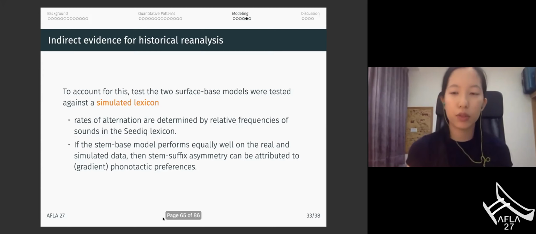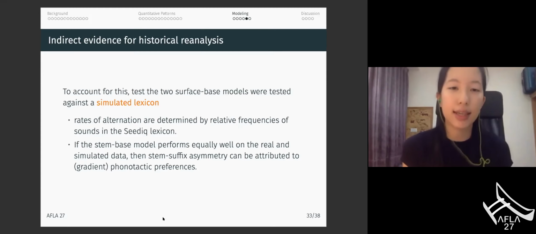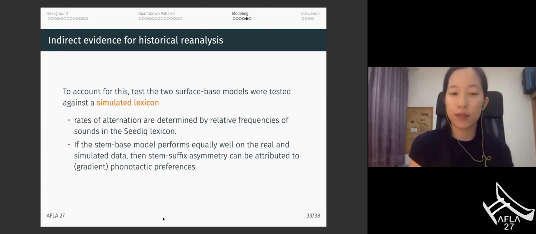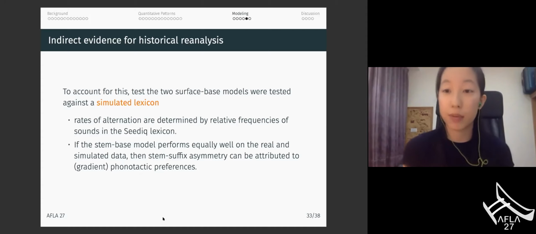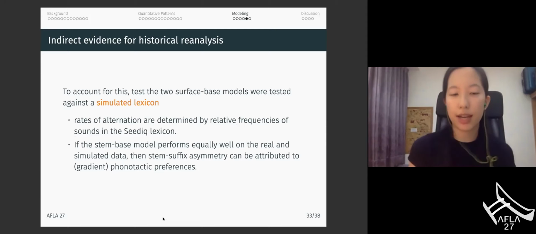So to check whether this is the case, I tested my two surface-based models against a simulated lexicon. And in this lexicon, the rates of alternation are determined by the relative frequencies of sounds in the Seediq lexicon. So basically determined by baseline phonotactic preferences. So if the stem-based model performs equally well on the real and simulated data, this suggests that the stem-suffix asymmetry is simply an accidental effect of phonotactic preferences.